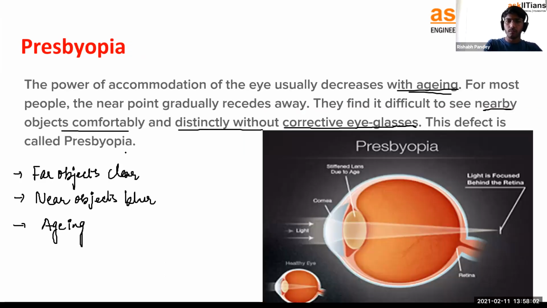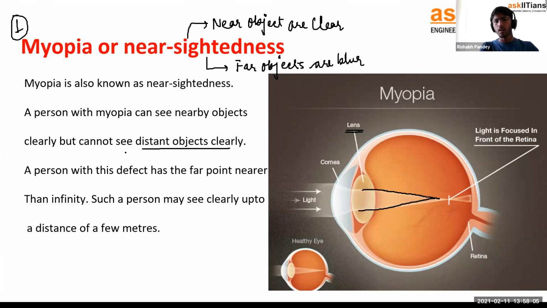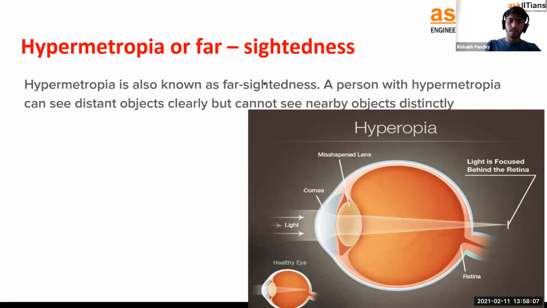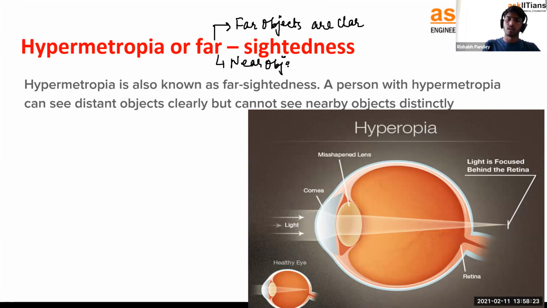As I said earlier, for nearsightedness, near objects are clear and far objects are blurred. Similarly, for farsightedness, far objects are clear and near objects are blurred. Now, a person with hypermetropia can see distant objects clearly but cannot see nearby objects distinctly or clearly.